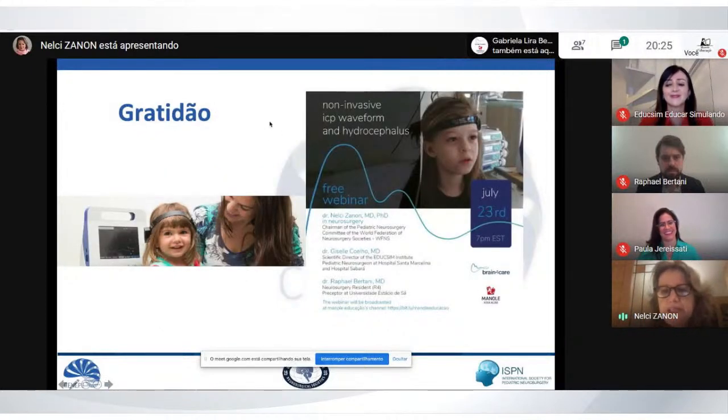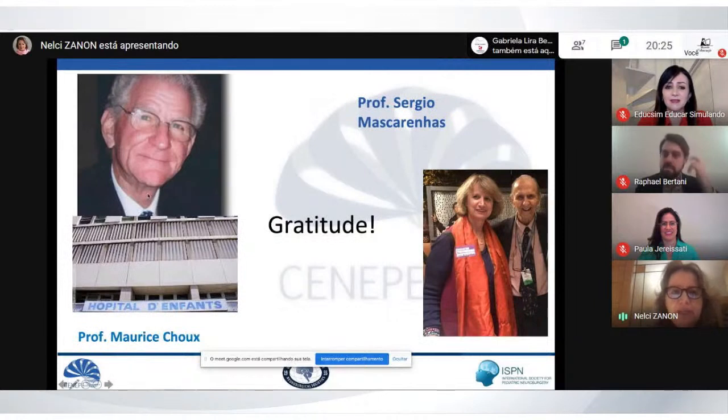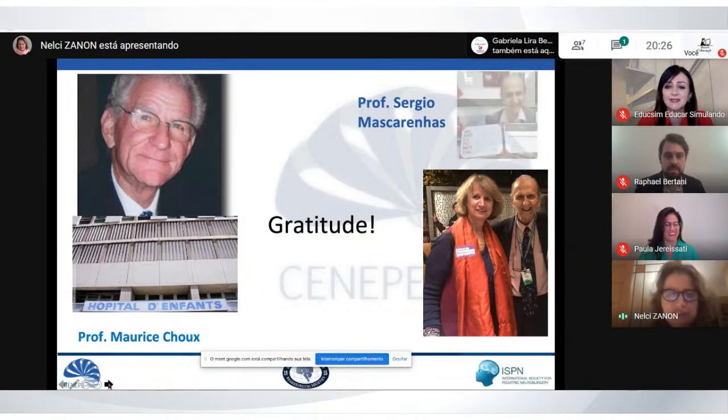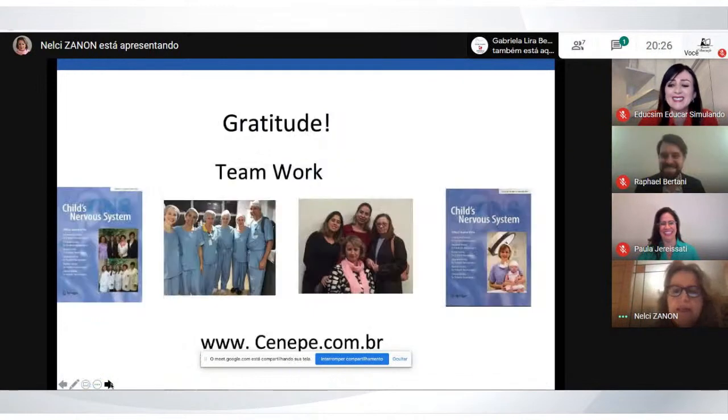And my gratitude to Maya and his family for trusting in our work, and gratitude also to Brain Care for permitting us to take care of these children without any cost for the patients and for us. And my mentor, Professor Maurice Schutz, and also Sergio Mascarenhas, our genius on this system. And for our team that stays working for us when we are doing our work. Thank you very much.